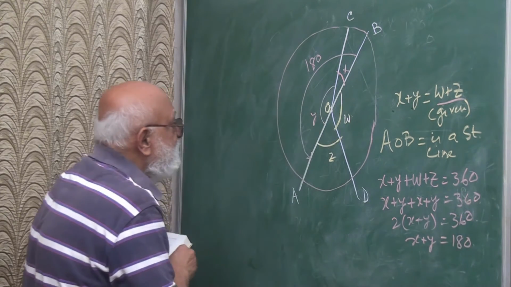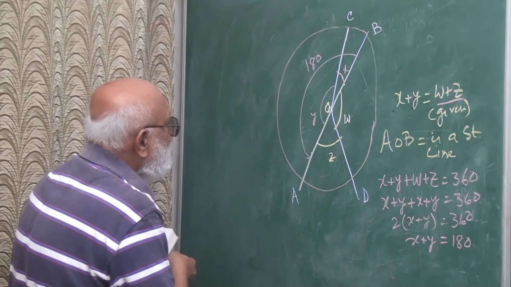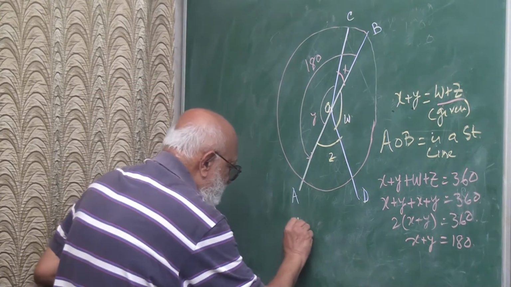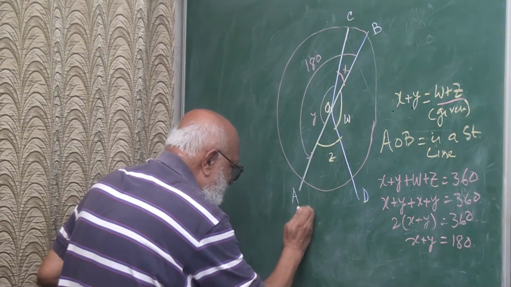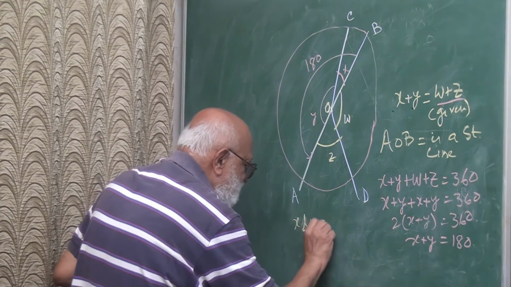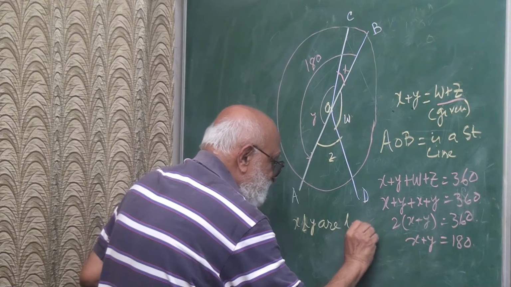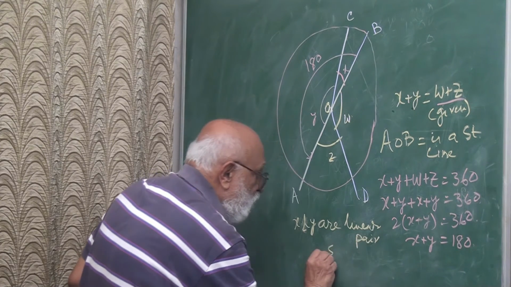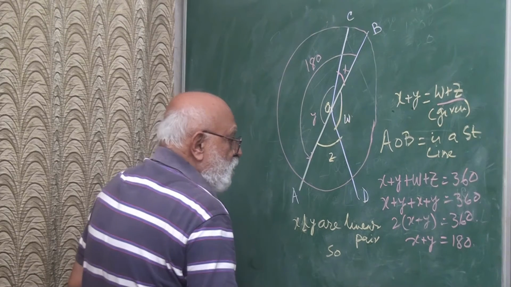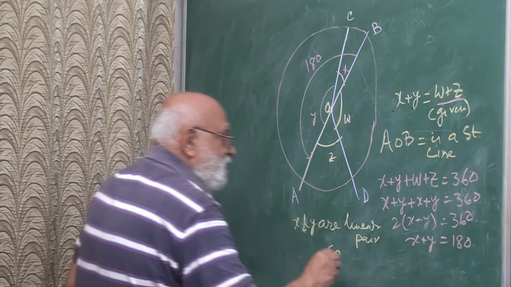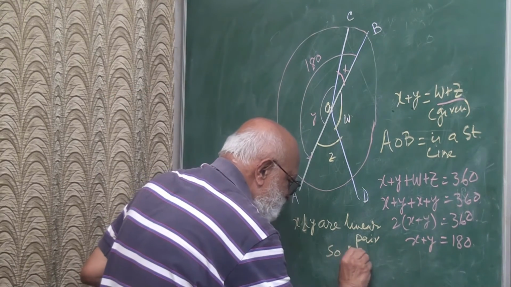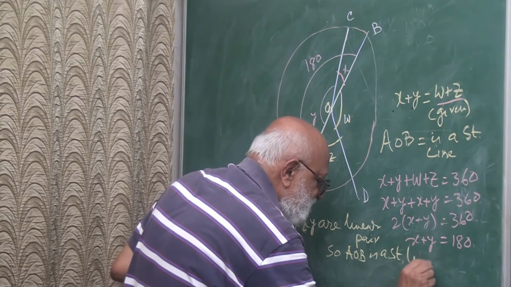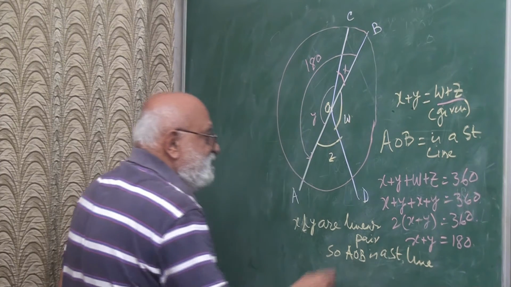Once I have proven this is equal to 180, that means X and Y are a linear pair. X and Y are a linear pair. So AOB is a straight line.